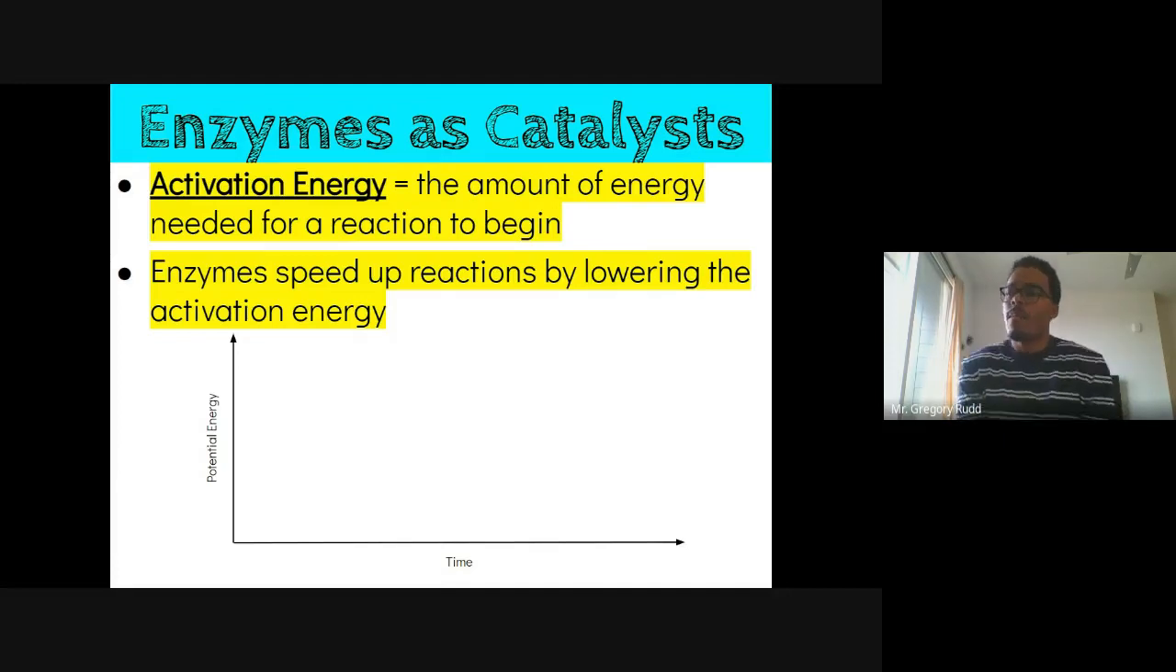Okay, so at the bottom, we can see a graph. Can someone tell me what information is on the y-axis of this graph? Potential energy.